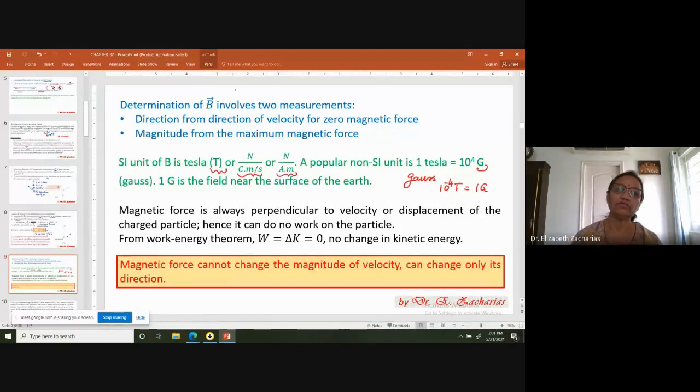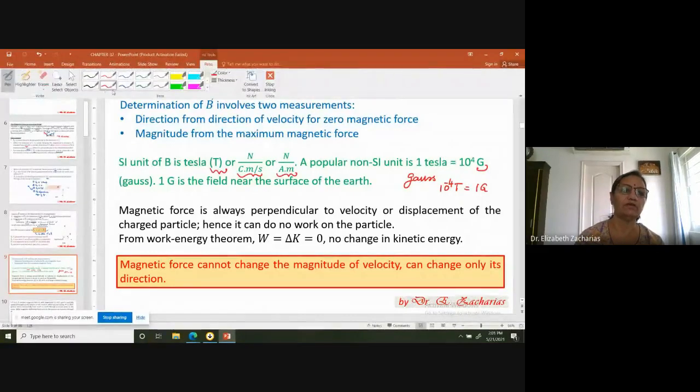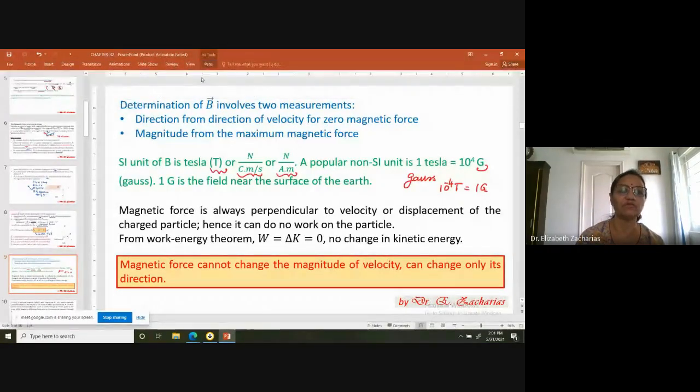Now that you have understood what a magnetic field is and the relationship between magnetic force and magnetic field, we need to see something. There is an observation that you have made. You have seen that FB is always perpendicular to the velocity. If FB is perpendicular to the velocity of the charged particle, that means it is also perpendicular to the displacement of the charged particle.